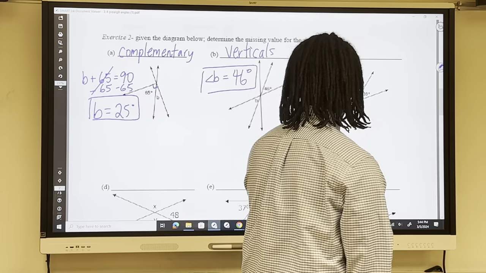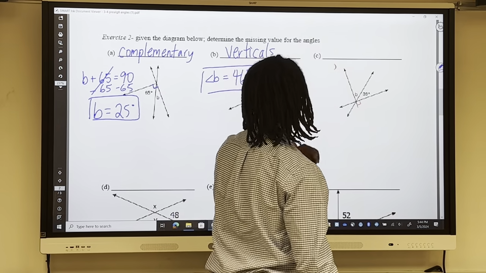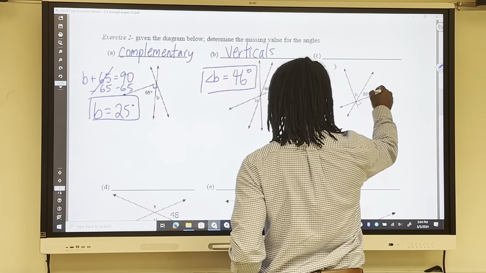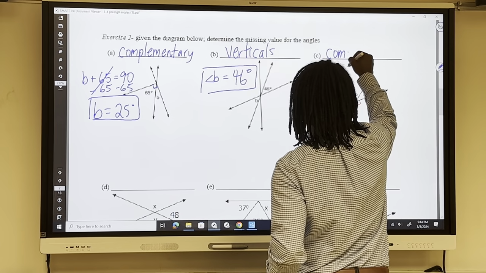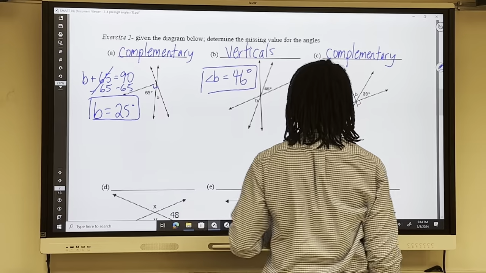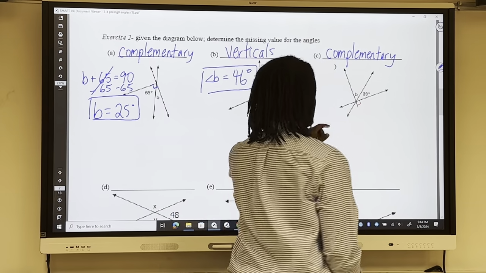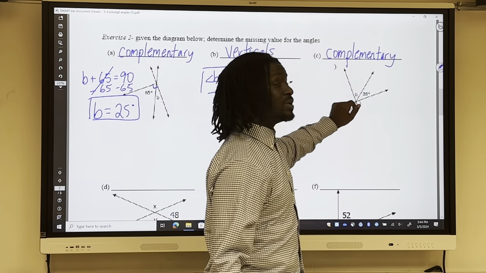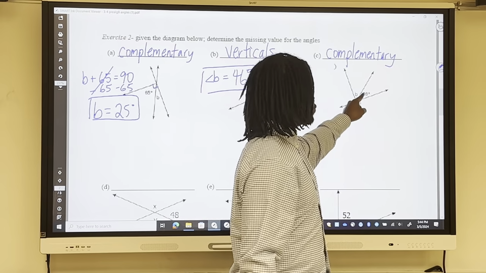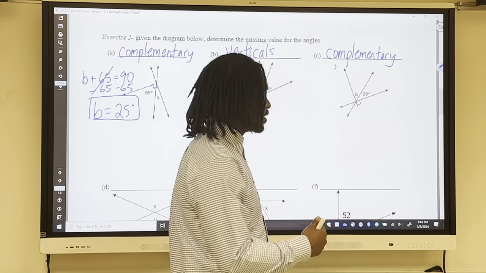Letter C, you have, again, this one is a 90, so that means the other side is also 90. When you add these two angles up, you're going to get that they are complementary, because they both add up to give you 90. So again, if these two equal 90, all I have to do is take that away from 90. So 90 minus 39, that's going to give it to me.